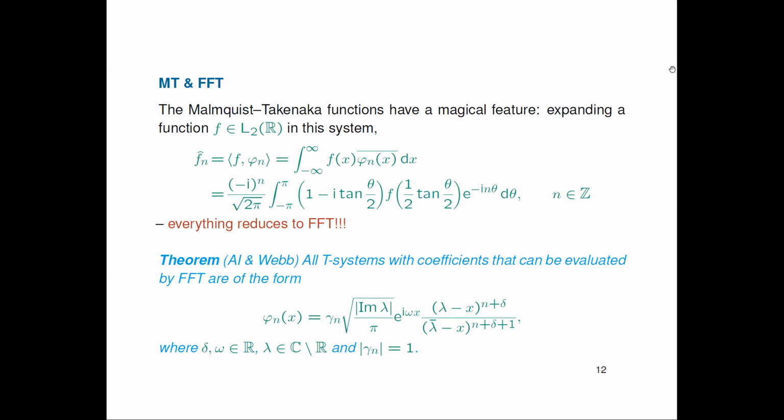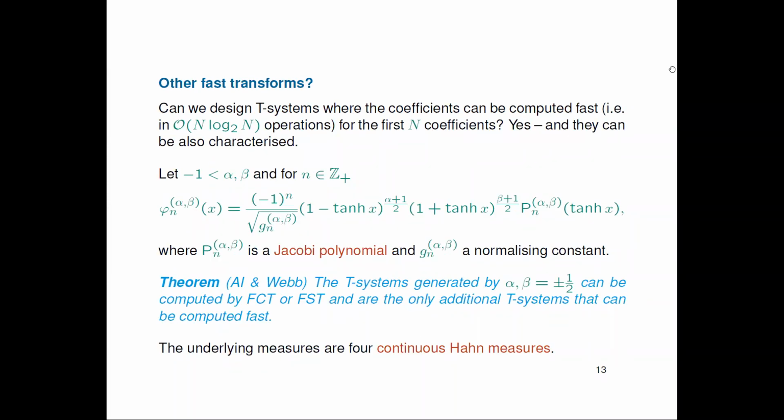But FFT is not the only fast transform. There are also fast cosine and fast sine transforms. And also there it is possible to characterize all the T systems on the real line that can be computed in big O of n log n operations. And essentially they can be reduced to functions like this. This is a normalizing constant, which is a large number, but is known. And here we have a Jacobi polynomial, alpha, beta, where alpha and beta are greater than -1, of tanh x, and so on.